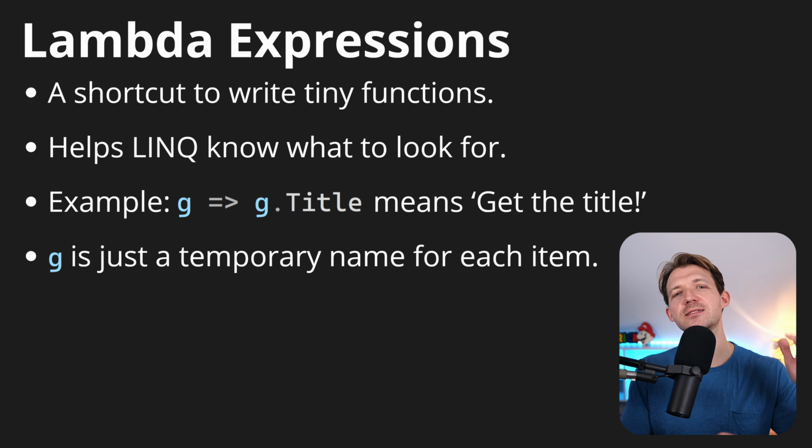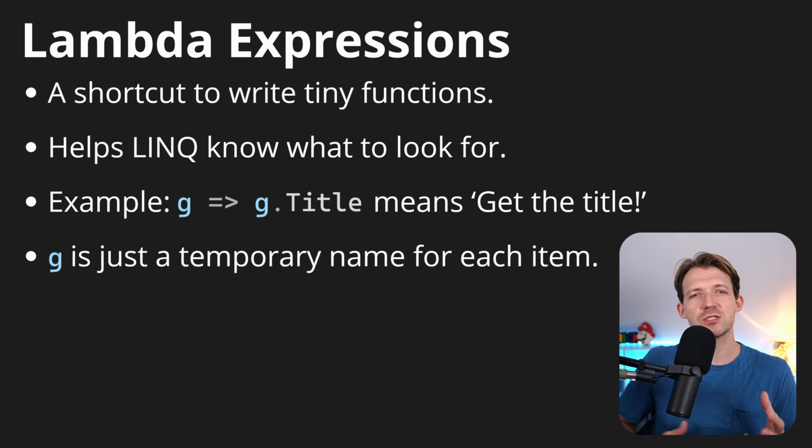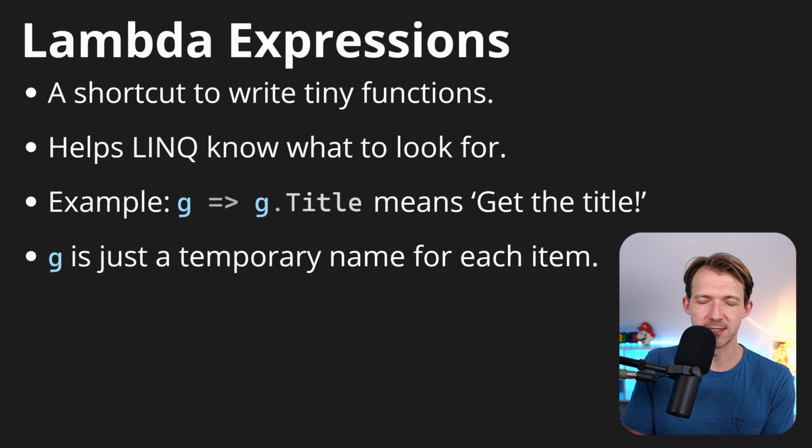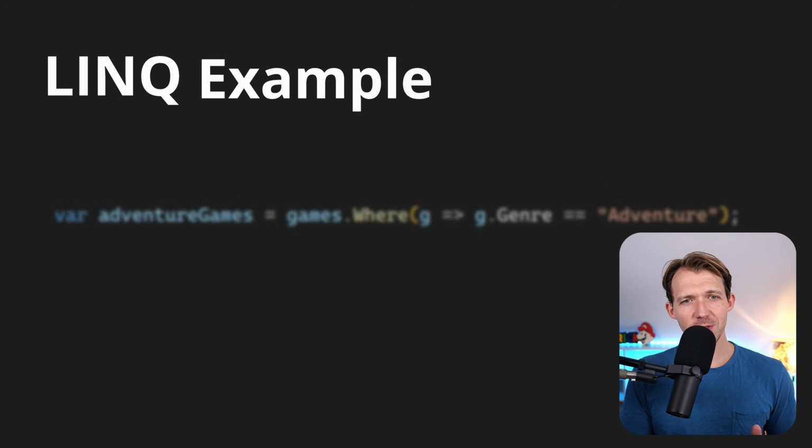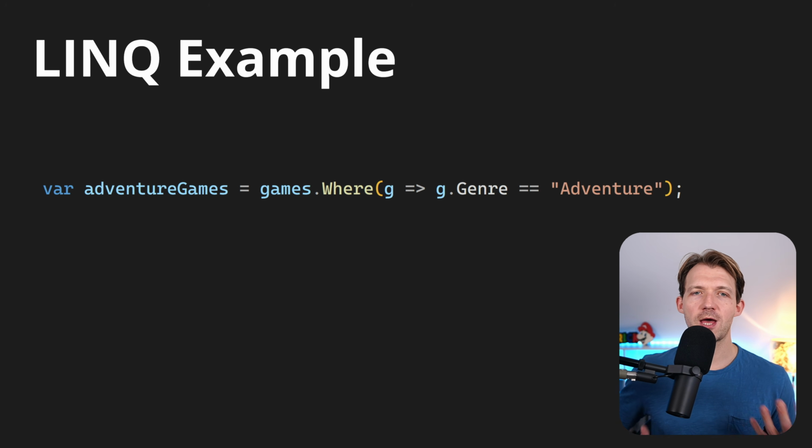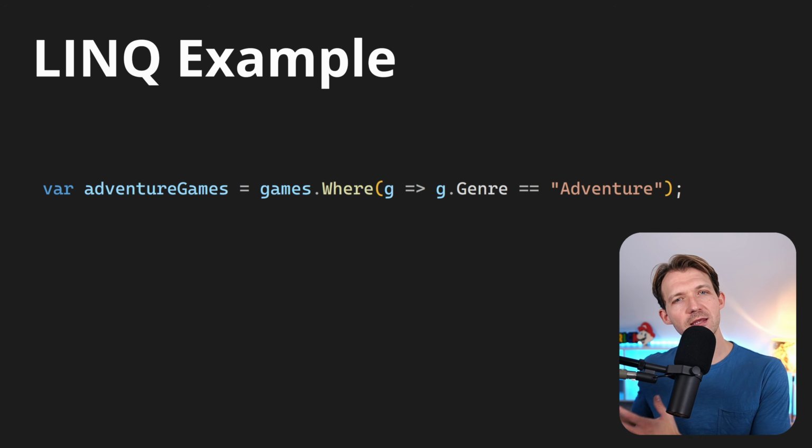The example here means, hey, I want the title of each game. And that's it. The G is just a way to name each game while we're looking at it. You could call it game, X, or even pizza. It doesn't really matter. So again, a lambda expression is a concise way to represent an anonymous method in C#. It is commonly used in LINQ to specify how to handle each item in a collection. On the left side, we have the parameters like X, book, or game, and on the right side, the expression. So what do we want to do with that? Again, in this example here, we want to get all adventure games.